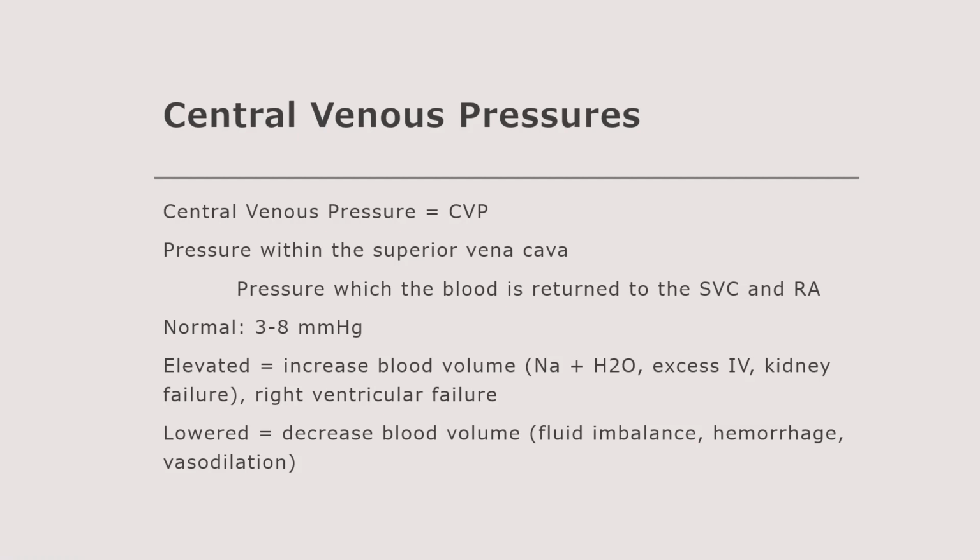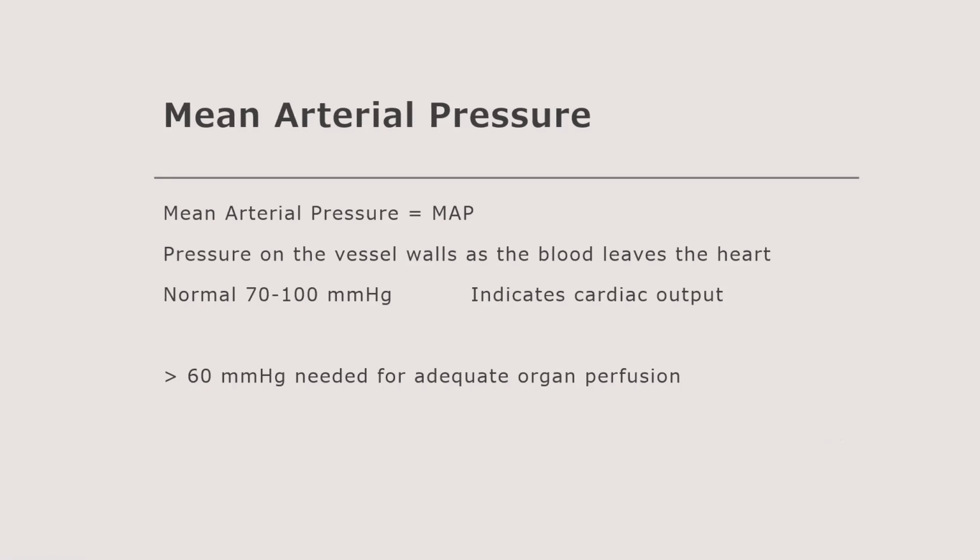Lowered decreased blood volume, that would be a fluid imbalance, a hemorrhage, vasodilation. So as you can imagine, the key word here being vasodilation, the CVPs are lowered. They are low in these shock states, or shock processes, I should say.